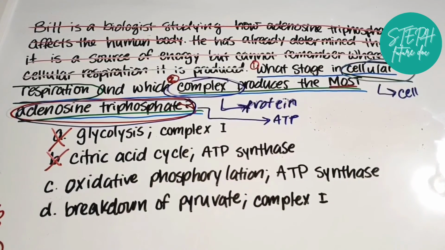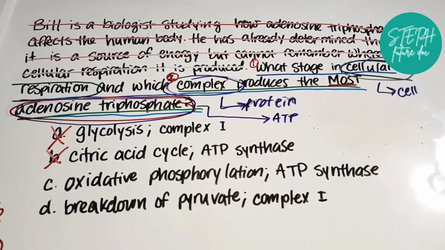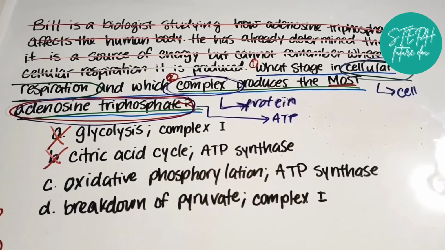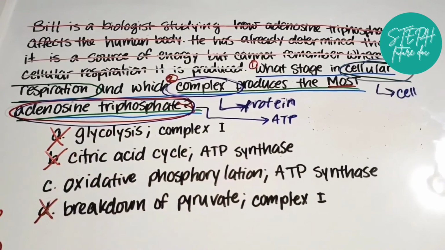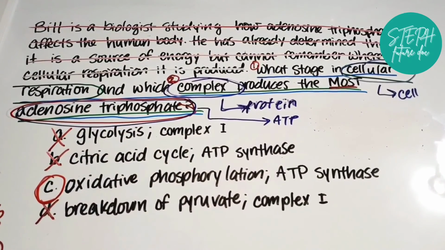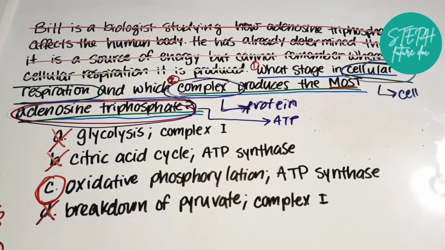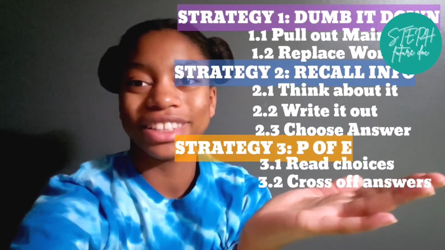We see that oxidative phosphorylation and ATP synthase, that protein complex, that is in oxidative phosphorylation, so we can leave that there. We can cross D off. Now, the answer that we have left is C, which is oxidative phosphorylation and ATP synthase. So here is a summary of all of the points that I just talked about.